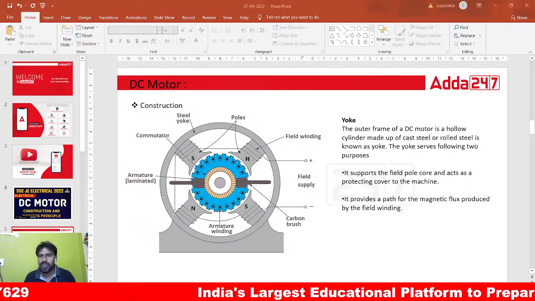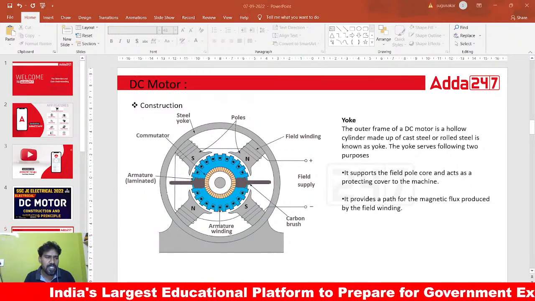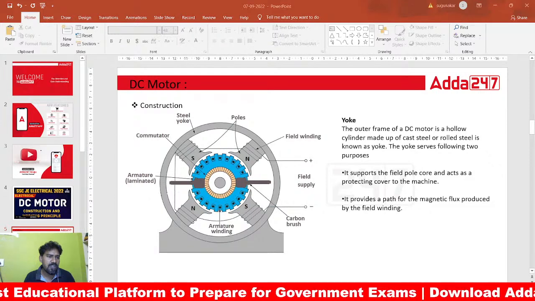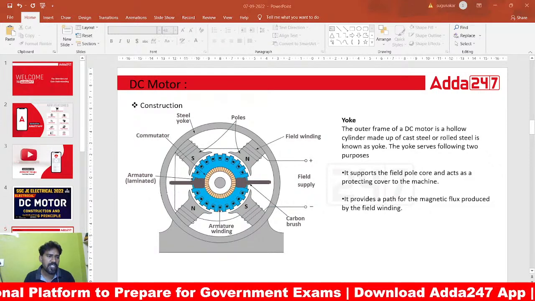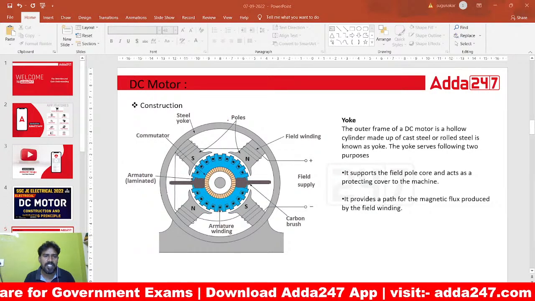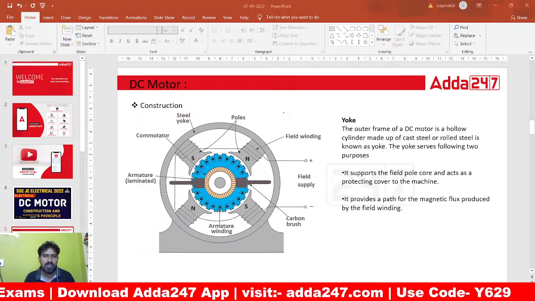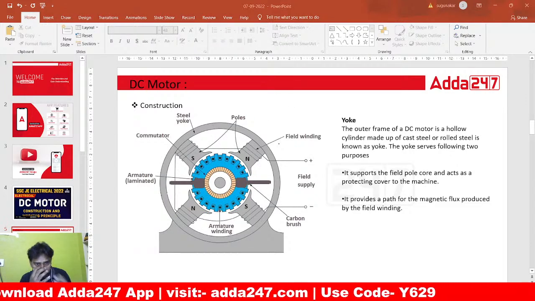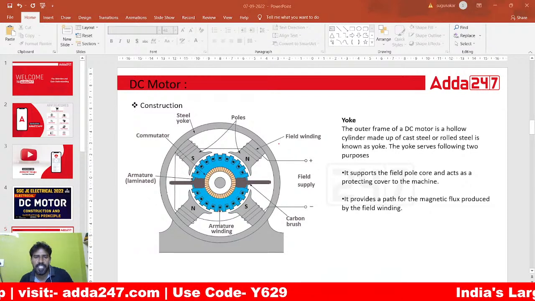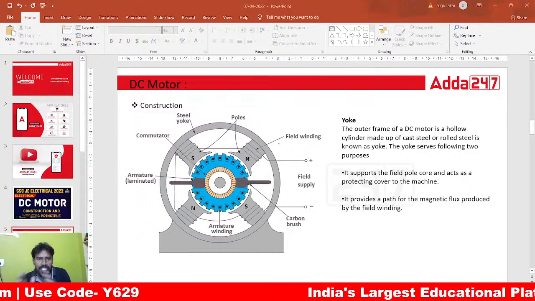Field is stationary, and the armature is a rotating part. So you can remember this one: field is stationary, armature is a rotating part. We are providing supply to the field.